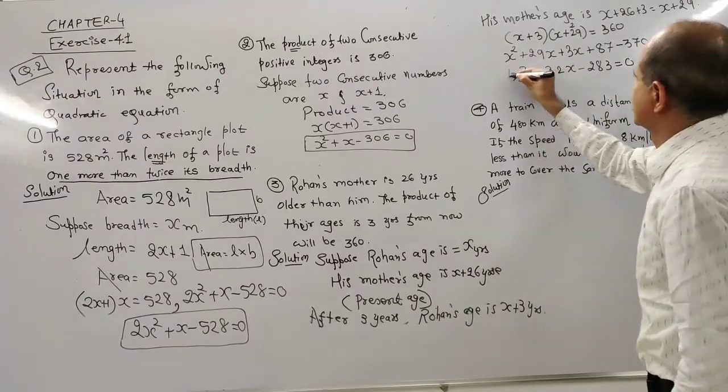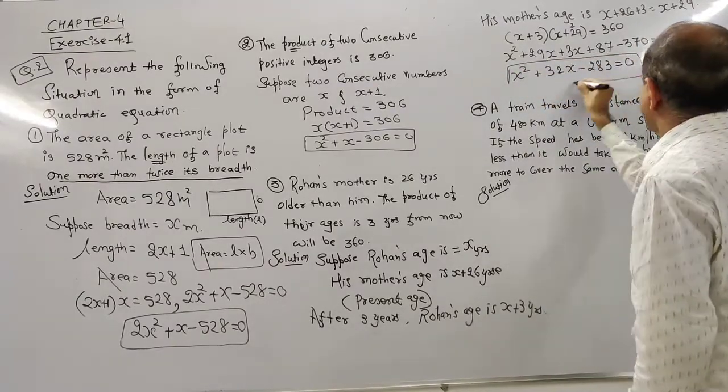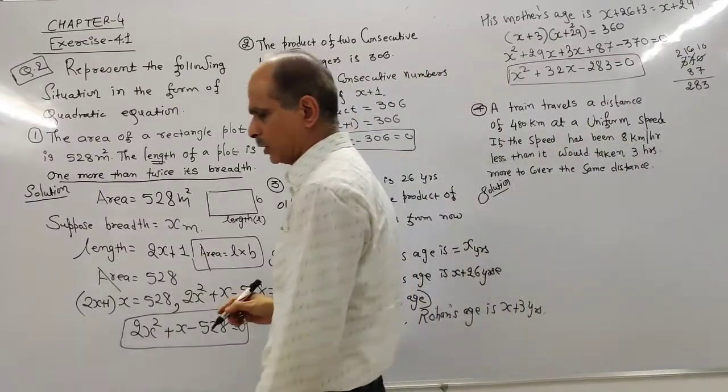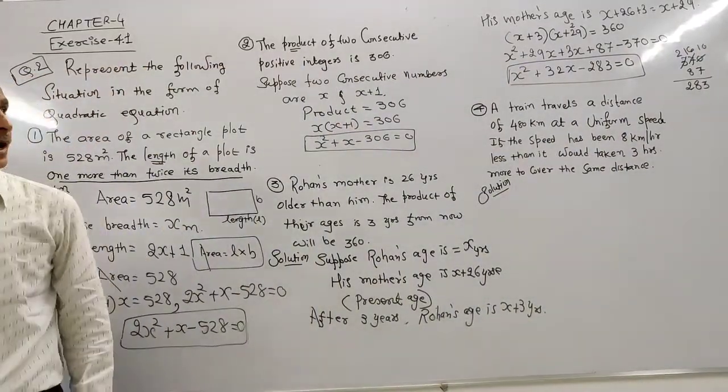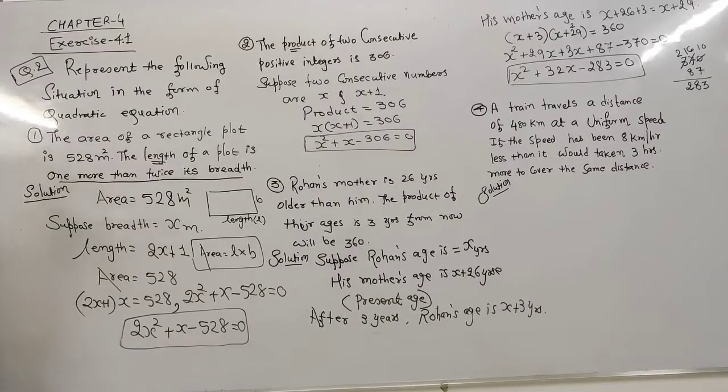So your equation is x square plus 32x minus 283 is equal to 0.